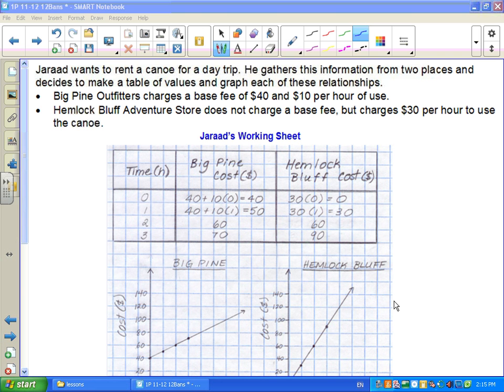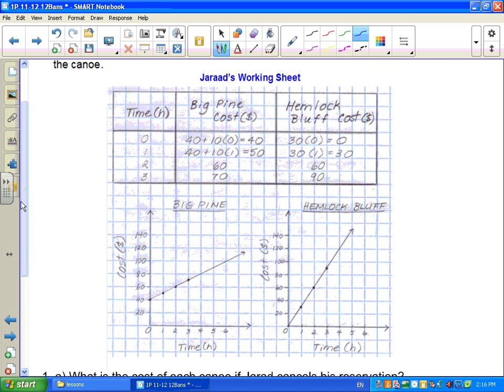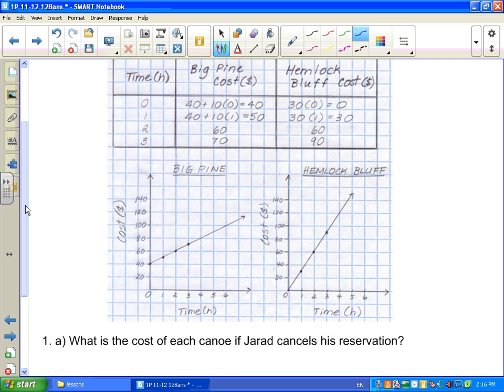So what does Jared do here? He makes himself a table where he chooses different values of time, 0, 1, 2, 3 hours, and he calculates how much it's going to cost if he rents from Big Pine, so he gets 40, 50, 60, and 70, and how much it's going to cost if he rents from Hemlock Bluff, 0, 30, 60, and 90. And then he makes a little graph of how the cost changes with time for each of these two situations. So he just takes these numbers from his table and he graphs it. And you've had a lot of practice taking numbers from tables of values and graphing both of them. And then we have a series of questions based on the information from his worksheet here.